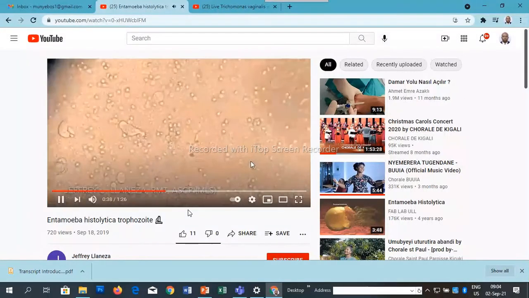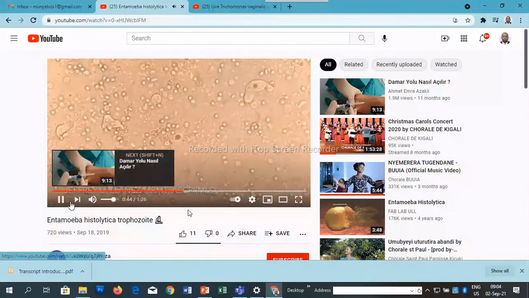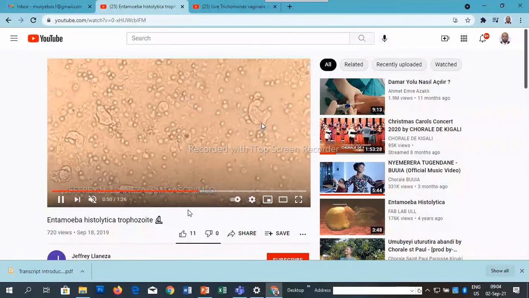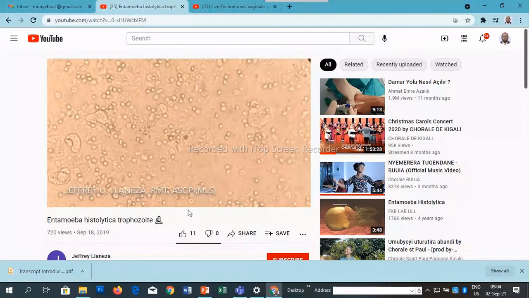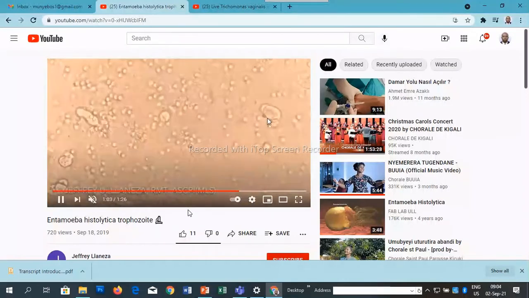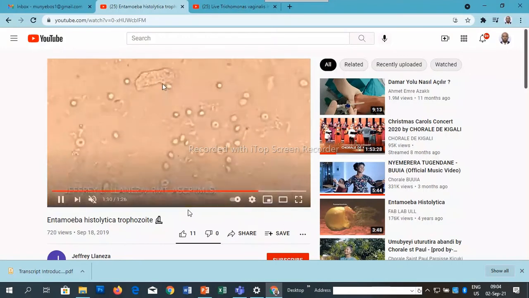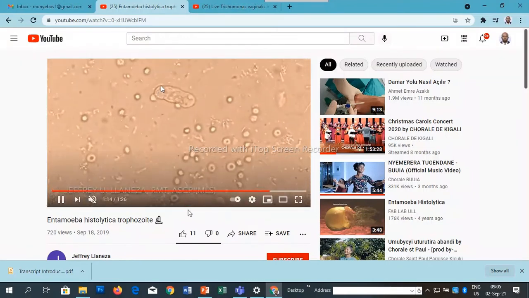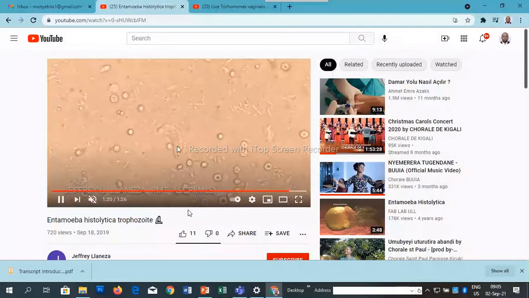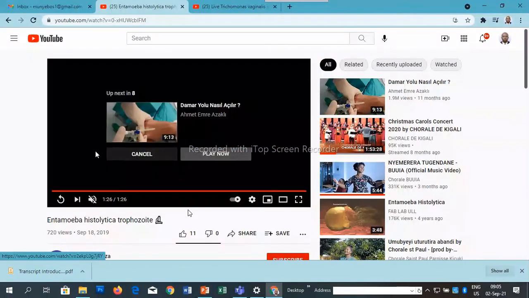But the stool should be examined immediately after elimination. If you take your stool sample and send it to the lab, maybe in 1 hour they will not find those parasites because they are very fragile and they die. They will report negative. But if you give the sample immediately after stool elimination, and they put it on the microscope, you will find this kind of Entamoeba histolytica. This is how it looks. Okay?